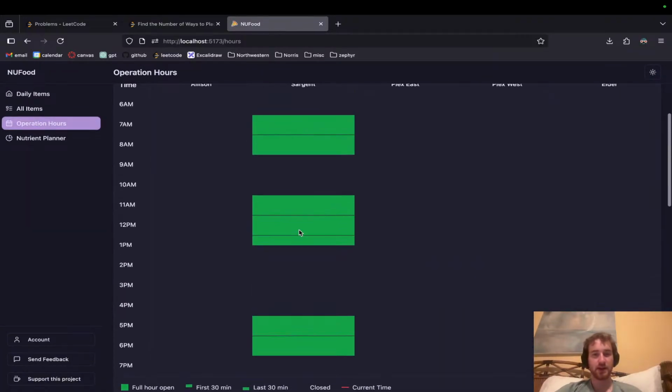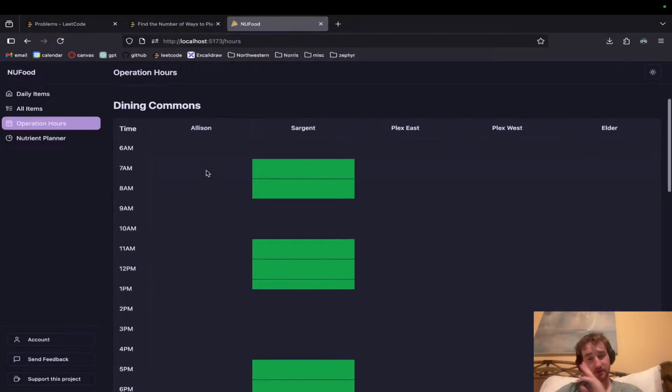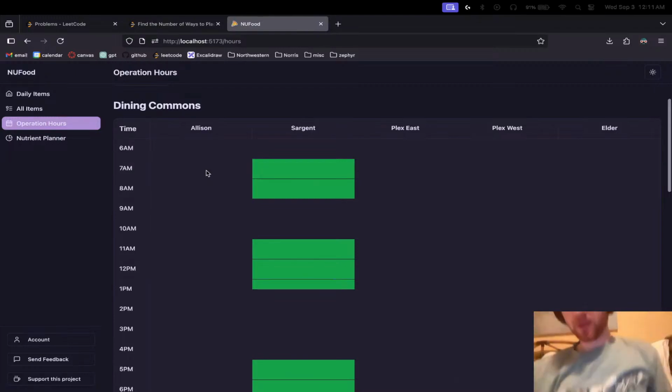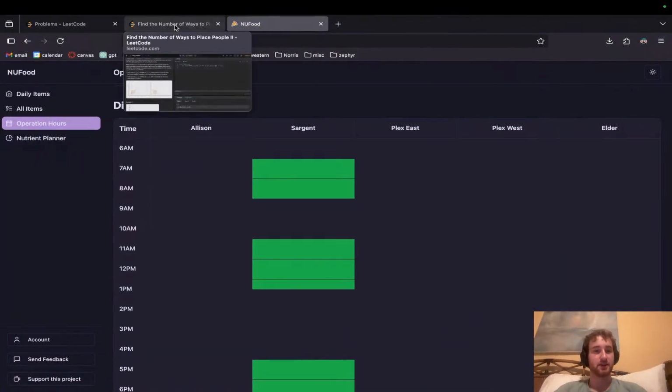But yeah, I think it's cool. It's kind of hard to test the data, especially because I added a calendar with this stuff. But guess what is staying the exact same? But whatever, because it's summer and only Sargent is open. But yeah, that's what I got up to today.